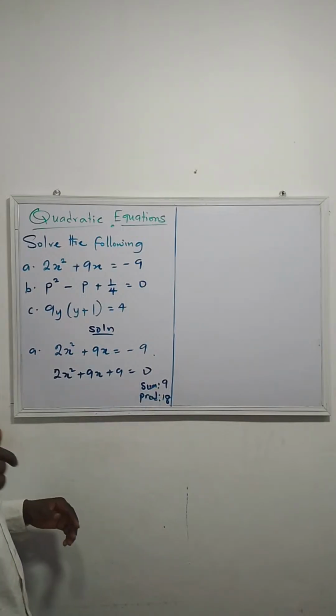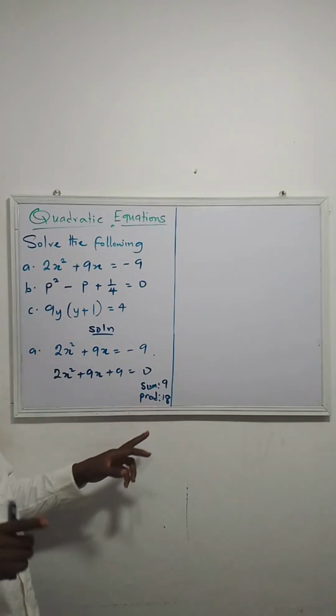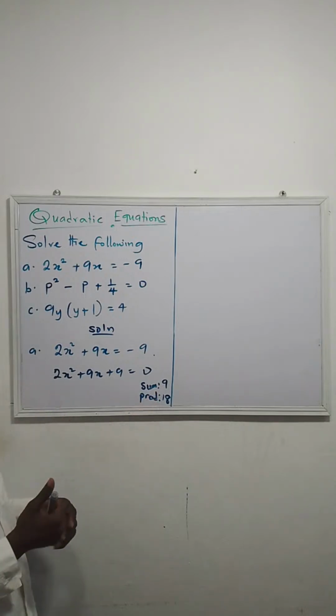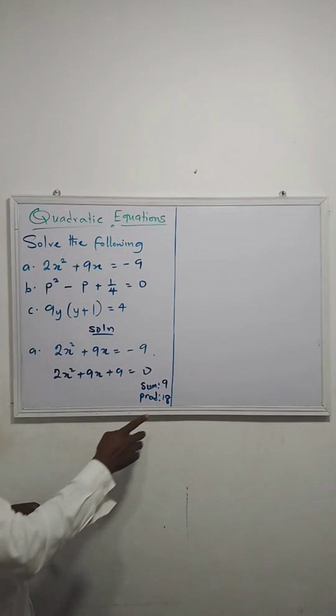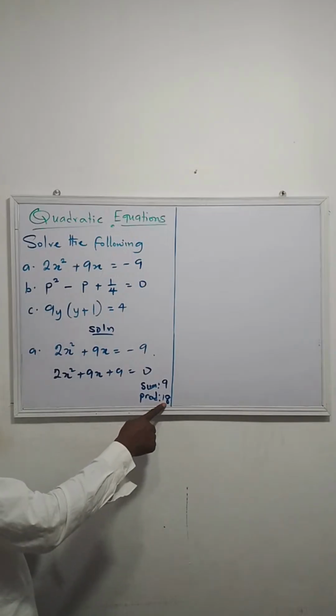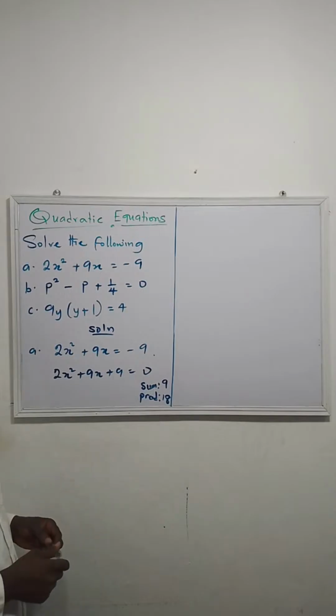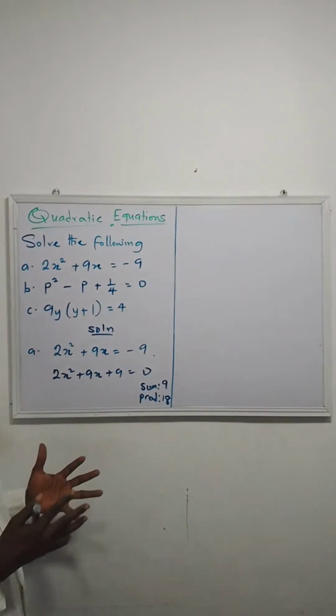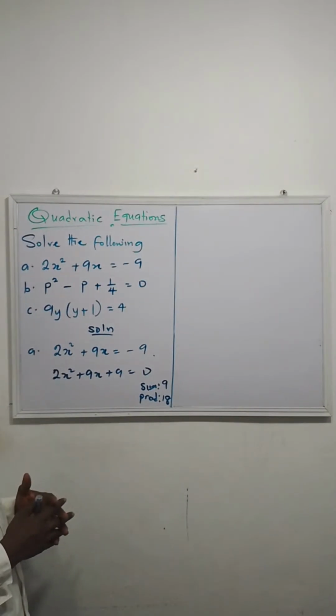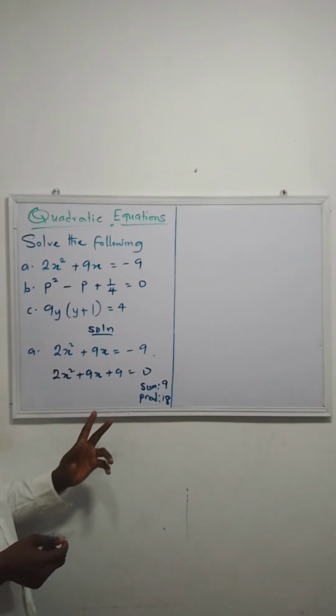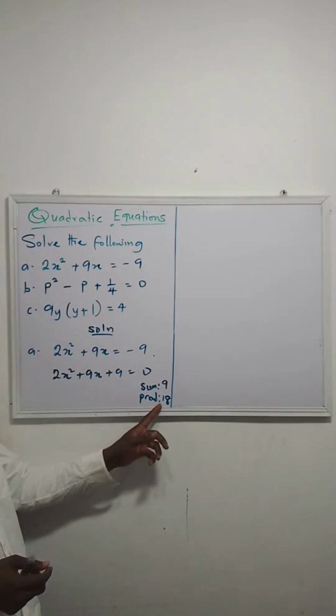I want you to drop your own answer to that in the comment section. What are the two numbers such that when multiplied together, you have 18, and when added together, you have 9? Don't forget what I told you in the last class, if you were there: those two numbers must be factors of 18.